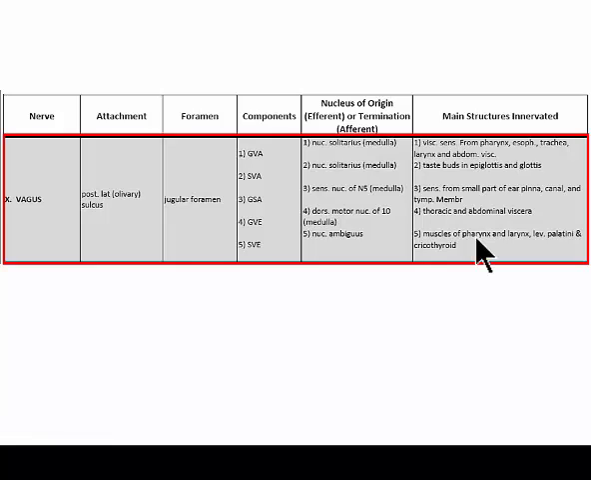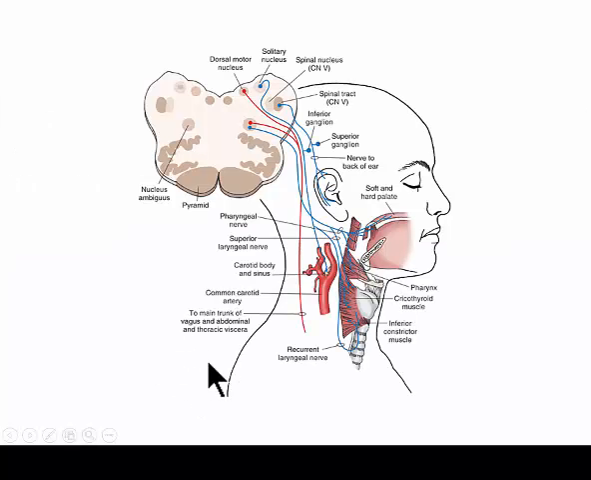Lose your nucleus ambiguus, you could probably die because you're going to lose that posterior cricoarytenoid and you won't be able to abduct your larynx. And here again is this nice section through the medulla. See the pyramids and the olive. And it's showing you the solitary nucleus, right?